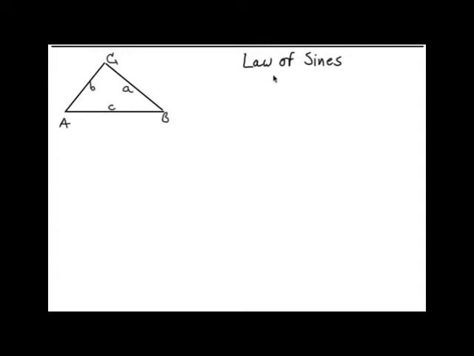Alright, the law of sines. Law of sines is a way to solve triangles that aren't right triangles. So you don't need to have a 90-degree angle. And it works for certain situations.